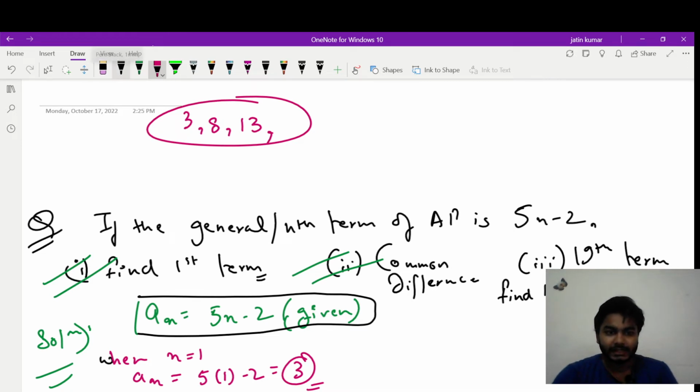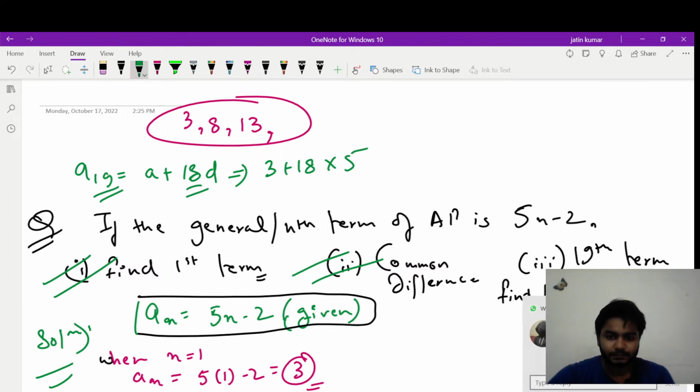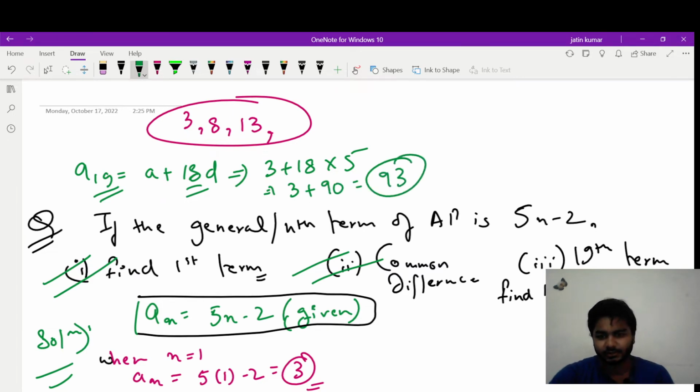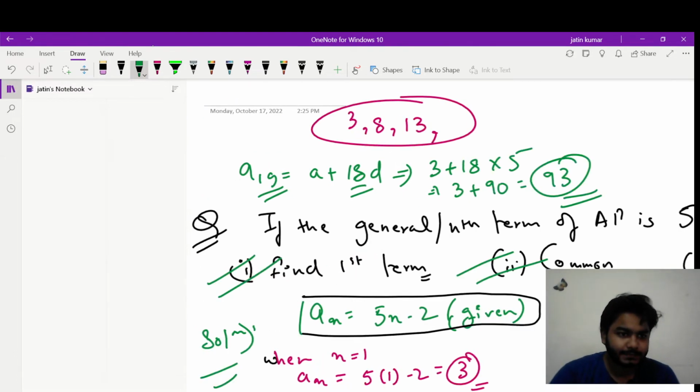Now you need to find the 19th term. The 19th term will be a19, and a19 will be a plus 18d. The coefficient of d will be 1 less than the actual term. The actual term is 19, so the coefficient will be 18. So you have got the values of a and d. a is 3, plus 18 into d, which is 5. Solve it. 3 plus 18 into 5, how much is that? 90. So 93 is the 19th term. I hope you have got the concept.